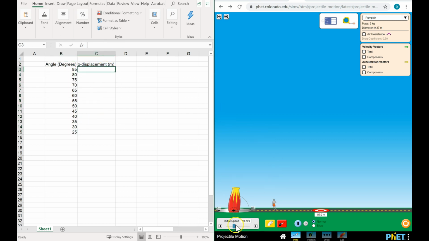Okay, so to get started, first I'm going to use this button at the top to zoom in, and you can zoom out.